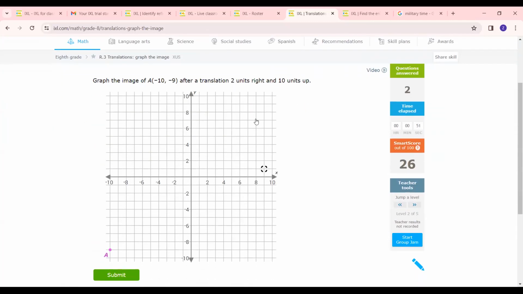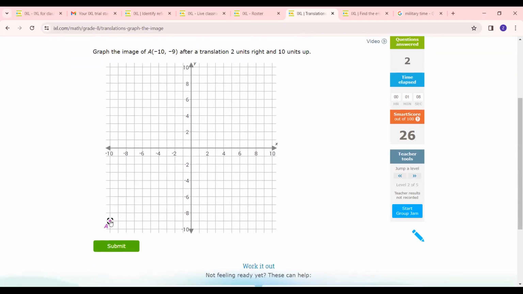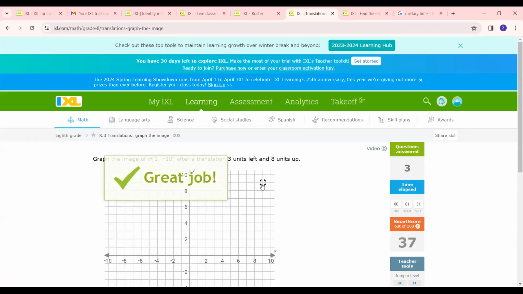And then this one says graph the image after 2 units to the right and 10 units up. So if it says 2 units to the right and 10 units up, that means we have to do both a right movement and an up movement. So we have to be very careful with this. 2 units to the right, that's going to be 1, 2. And then how many times are we going to go up? 10 units. So it's going to be 1, 2, 3, 4, 5, 6, 7, 8, 9, 10. It's going to be right there. Okay.